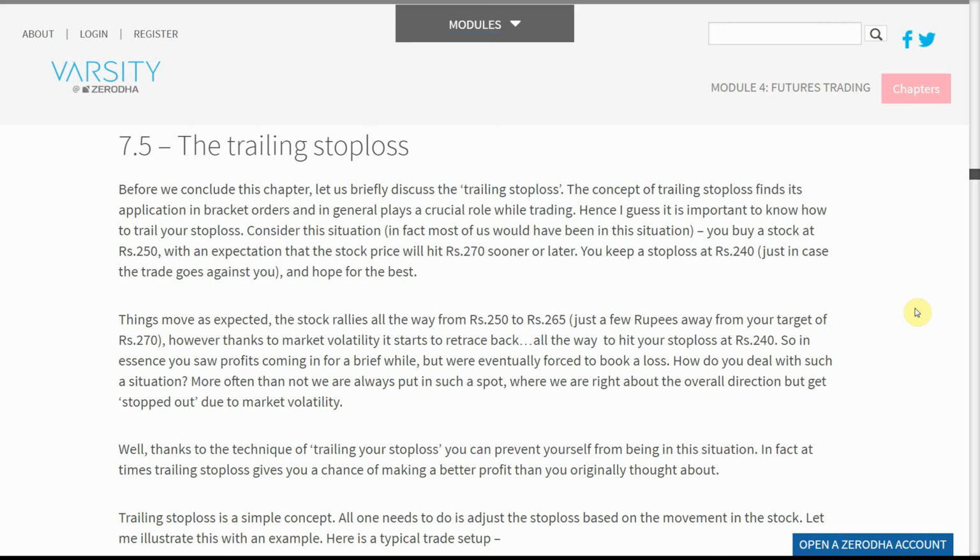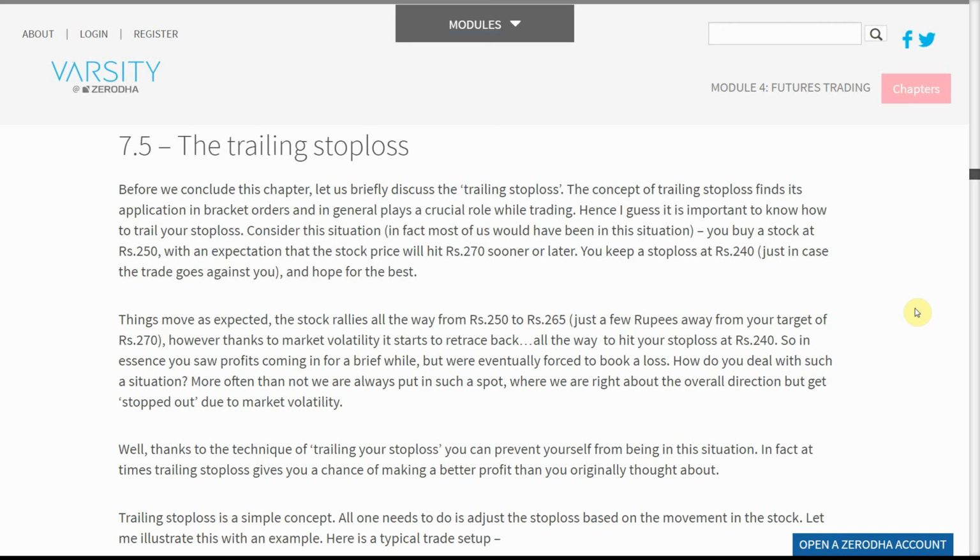The stock rallies all the way from 250 rupees to 265 rupees, just a few rupees away from your target of 270 rupees. However, thanks to market volatility, it starts to retrace back all the way to hit your stop loss at 240 rupees. So in essence, you saw profits coming in for a brief while, but were eventually forced to book a loss. How do you deal with such a situation?